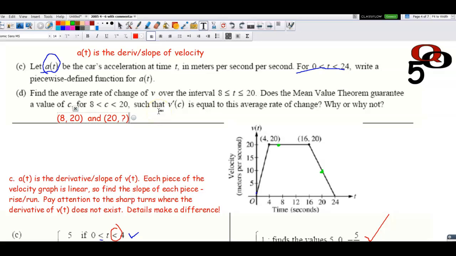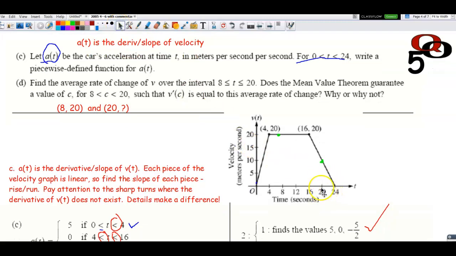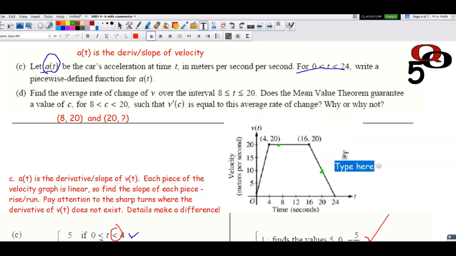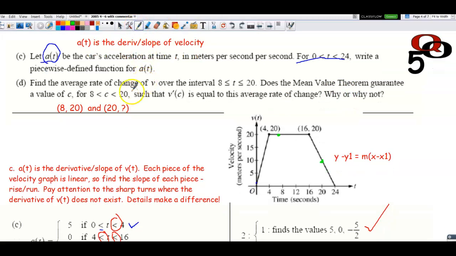So we've seen this occur in some of our geometric problems before. In order to find that y value at 20, some students are going to guess and guess correctly, and I'm sure people are going to guess that the y value at 20 is 10. But to verify that, you really should be coming over here to do y minus y1 equals m times x minus x1, and writing the equation of that line and substituting 20 to get the y value. After we do that, after we find that average rate of change, they want us to say whether or not the mean value theorem can guarantee a value where the instant rate equals the average rate.